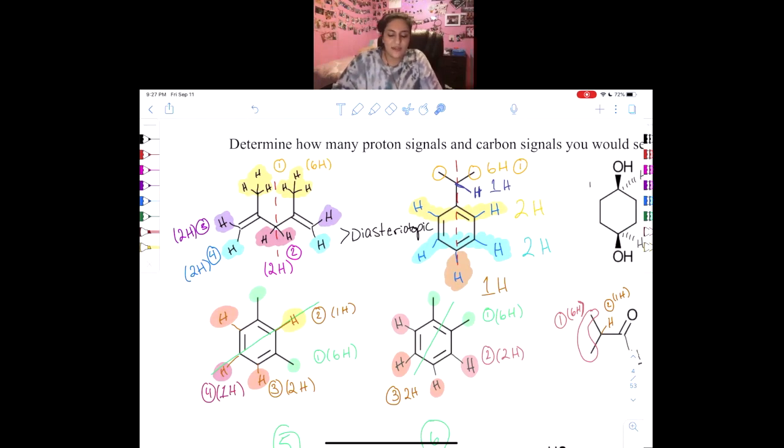That's why I wrote a 6H, because I decided to include the integration for you as well. Down here, this is also the next most obvious one. It's in the middle. Simple enough. Those two hydrogens are on the same carbon. There's no chirality or anything. So we know that those two will be the same, and the signal is 2H.